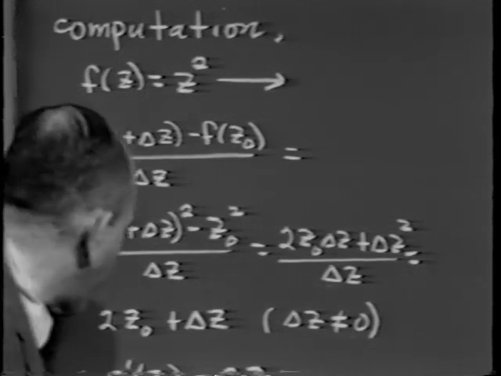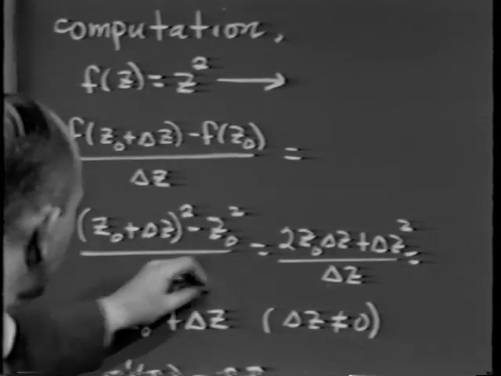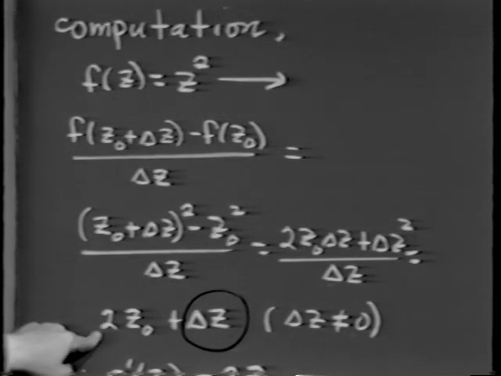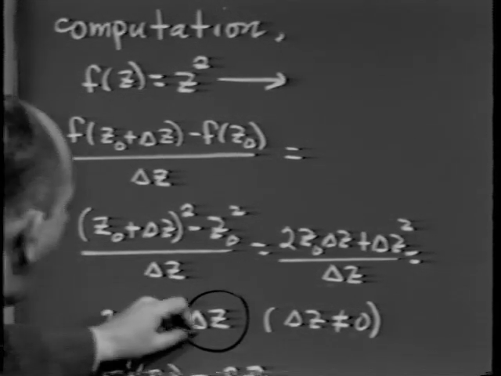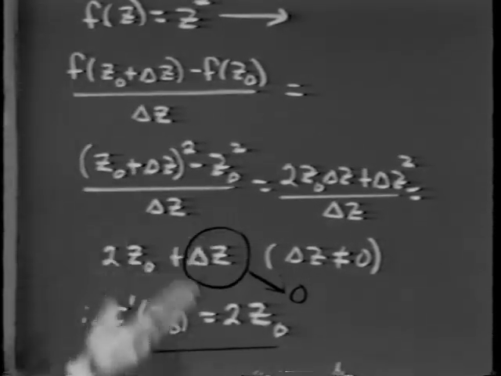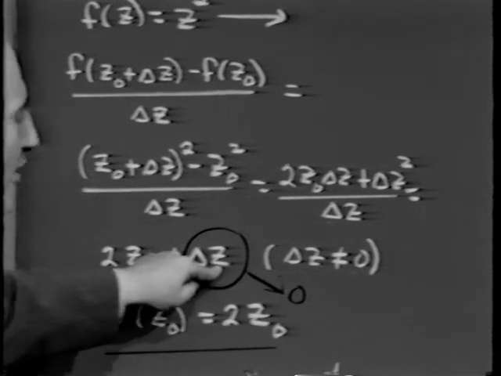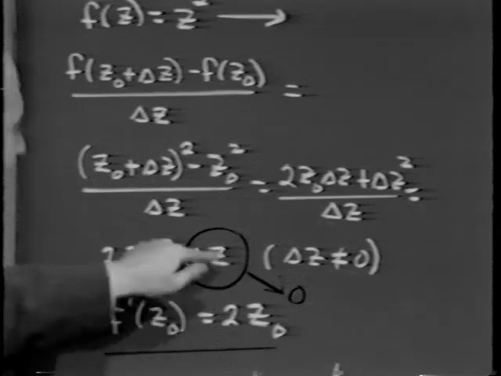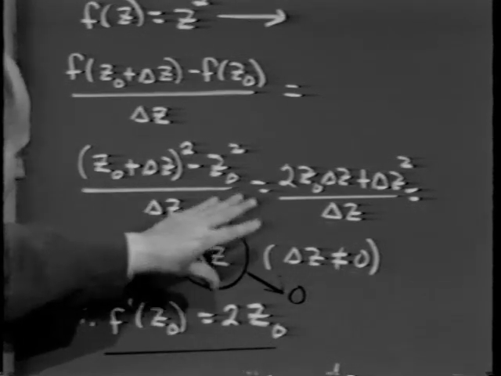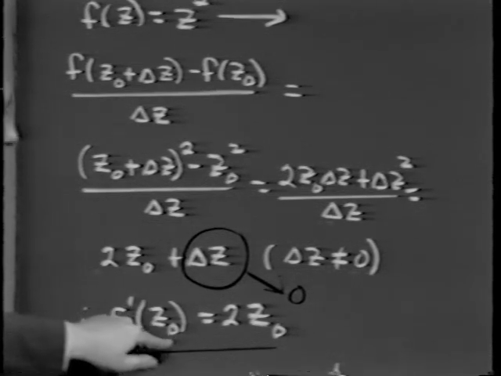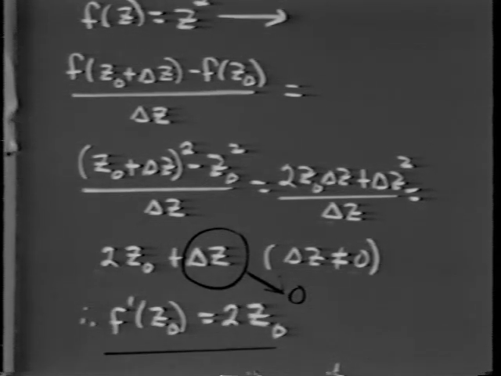And now notice, if I let delta z approach 0, z0 is a fixed number. That doesn't change as delta z approaches 0. On the other hand, delta z approaches 0 as delta z approaches 0. That's a truism. Delta z approaches 0 no matter what the direction of approach is. That as delta z goes to 0, it goes to 0. This term does drop out, and you wind up with the anticipated result that f prime of z0 is 2z0.